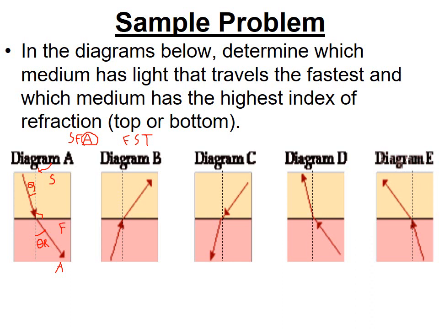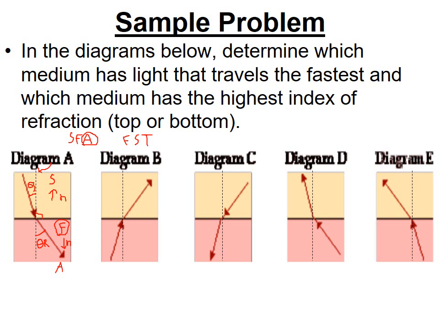So the bottom medium is where light travels the fastest. That means it has a lower index of refraction. The top medium is the slow one, so it has a higher index of refraction. I'll try diagram B with you and leave diagrams C, D, and E for you to attempt yourself.